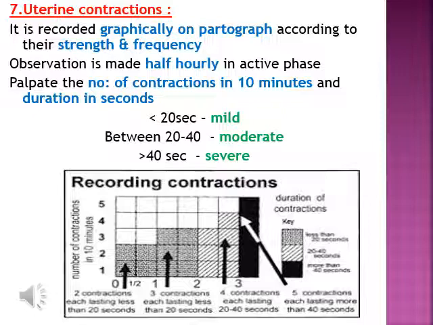If the contraction's duration is less than 20 seconds, it is known as mild contraction. If each contraction's duration is between 20 to 40 seconds, that is moderate contraction. And if the contraction is more than 40 seconds, that means the contraction is severe. Every half an hour, the contractions are recorded as shown here.